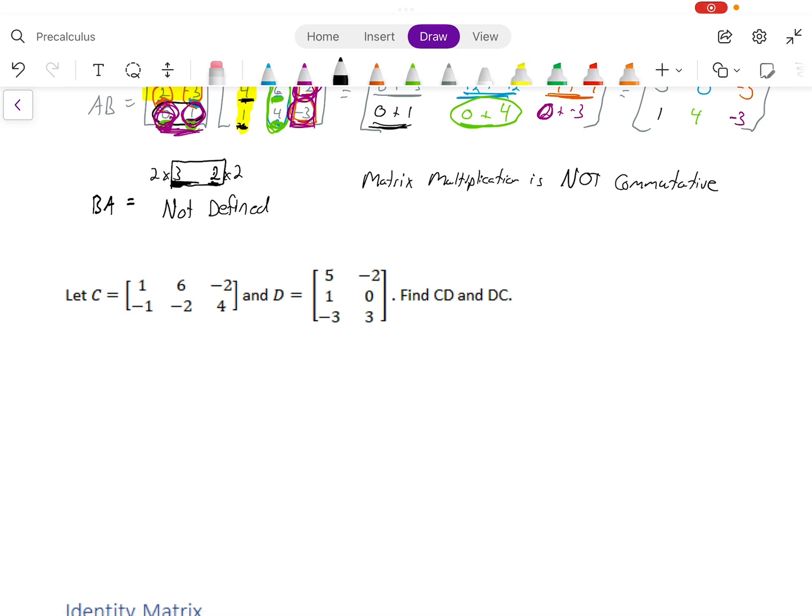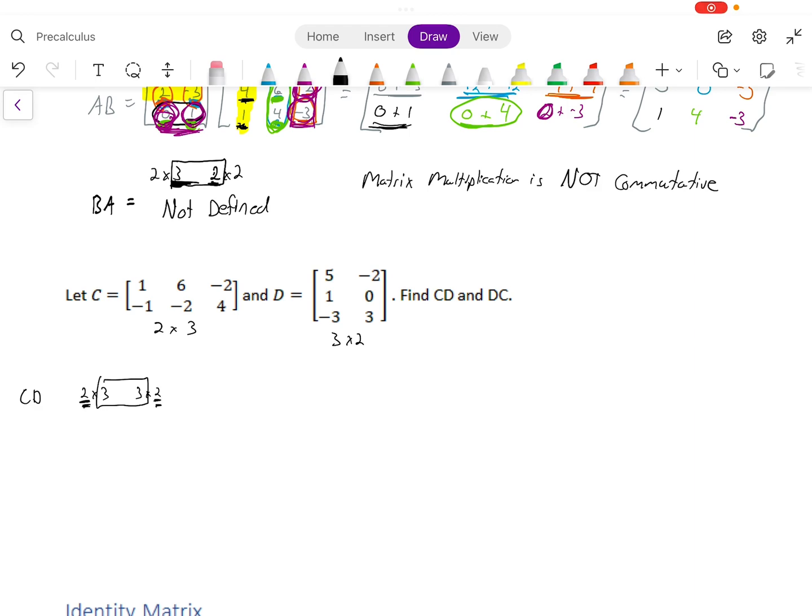Here we want to find C times D, and then we want to find D times C. So this is a 2 by 3, and this is a 3 by 2. All right, so let's check out C times D. Just as a reminder, we're doing a 2 by 3 times a 3 by 2. We will be able to multiply those because the columns of the first equal the rows of the second. And our answer will be a 2 by 2.